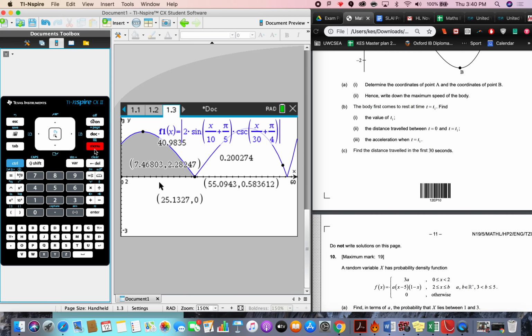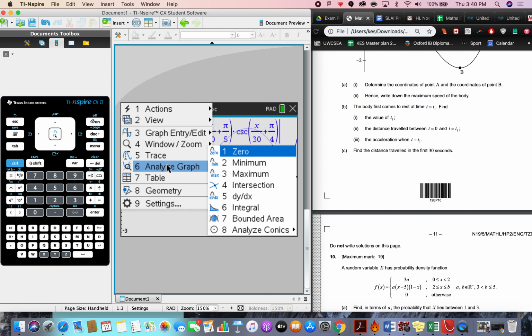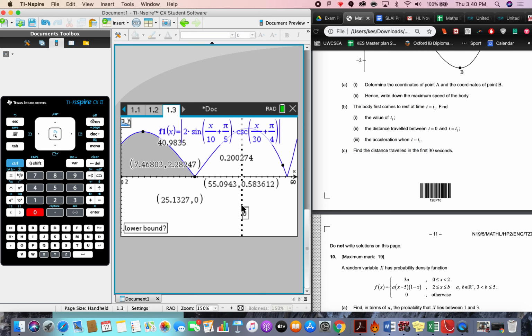And now menu, analyze graph, integral from 0 up to 30. And we have our final number, which is here. Press escape, grab the number, and the total distance travelled, can I grab it? I think I can, is 43.3 meters.